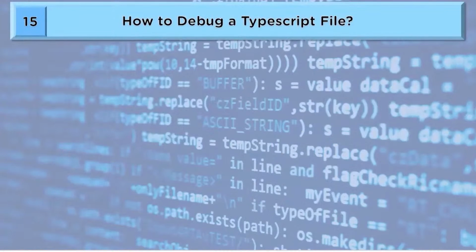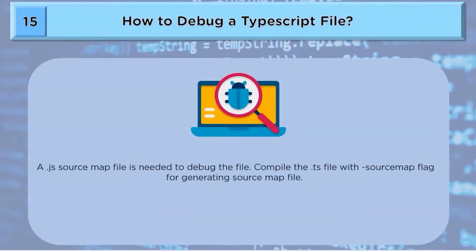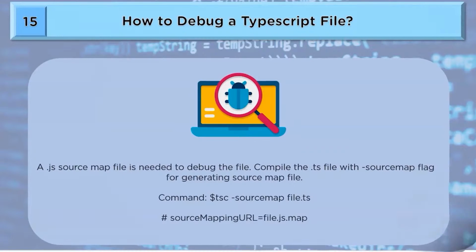How to debug a TypeScript file? To debug a TypeScript file, a .js source map file is needed. Compile the .ts file with the source map flag for generating the source map file. Use the command tsc --sourcemap file.ts. sourceMappingURL equals file.js.map.